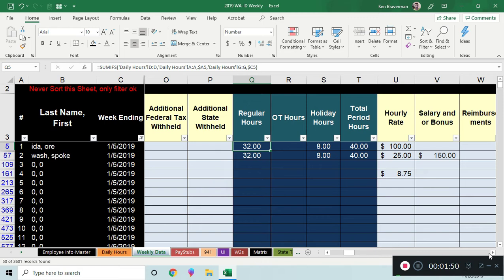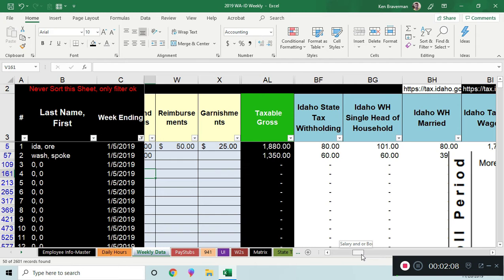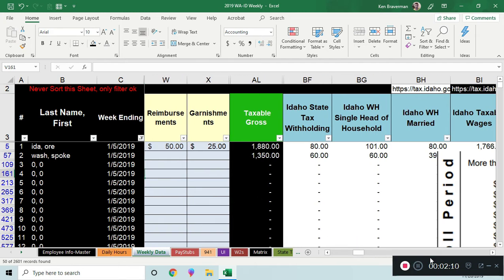You then put in information like their hourly rate. That's a lot there. Let's lower the hourly rate a little bit. If they had any salary or bonus for the period, if they have any reimbursements, if they have any garnishments or anything like child support, whatever it is, you put that there. And what you end up getting is information about their gross wages. It's automatically calculated for you.